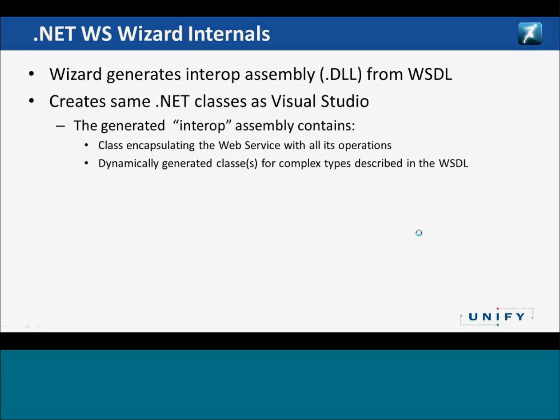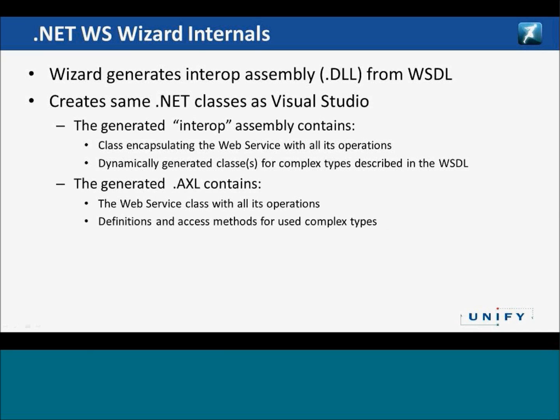And dynamically generated classes for complex types described in the WSDL. If you have complex data types, and we will be talking about that in detail a bit later, then you get a number of classes or methods that give you access to the complex data types, which actually is really easy to use, but you need to know how that works. The generated AXL contains the web service class with all its operations, definition, and access methods for used complex types. So once the AXL is in your app, you're ready to use a web service.